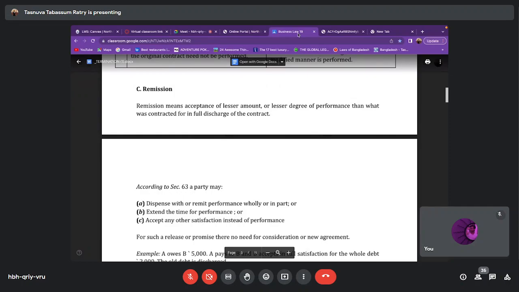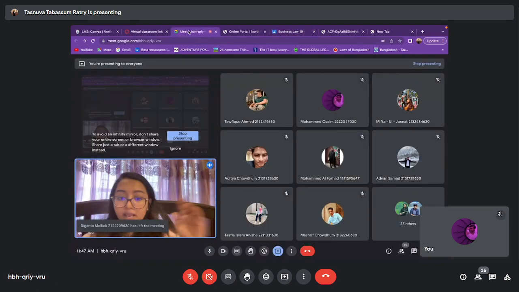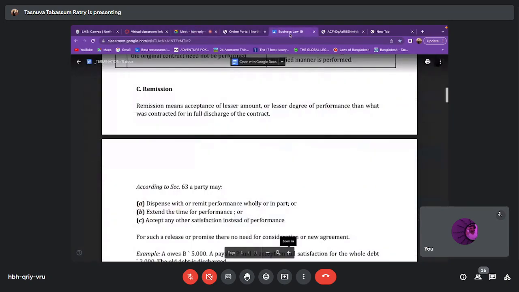So what does remission mean? Under the Indian Contract Act, section 63 says that remission means acceptance of a lesser amount or a lesser degree of performance than what was contracted for, in full discharge of the contract. So say there is a contract between me and Osaim. Osaim has taken $500 from me. So Osaim is the debtor. I am the creditor. Osaim needs to pay $500 to me. He owes money.